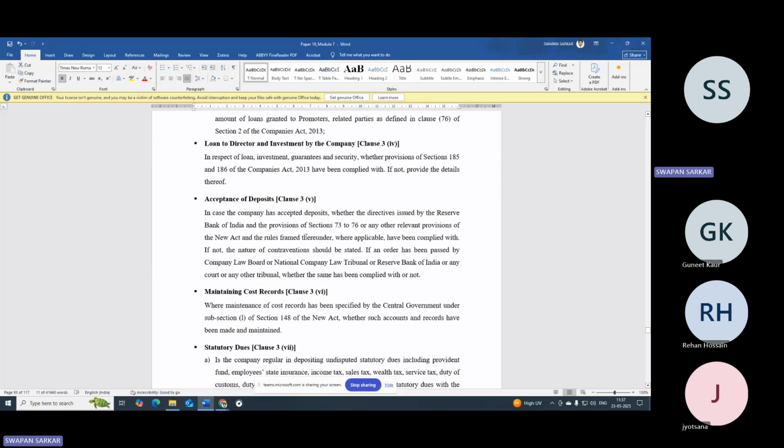Loan to directors and investment by the company. In respect of loans, investments, guarantees, and security, whether the provisions of Sections 185 and 186 of the Companies Act 2013 have been complied with. If not, provide the details thereof. Then maintaining cost records, clause 3.6: where maintenance of cost records has been specified by the Central Government under sub-section 1 of Section 148 of the new Act, whether such accounts and records have been made and maintained.